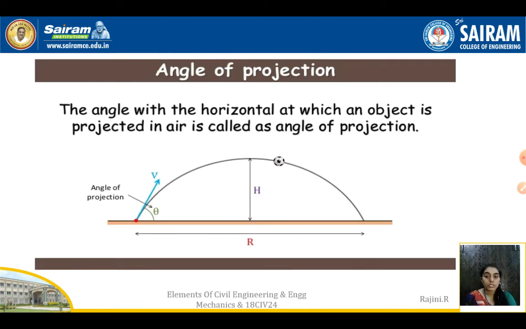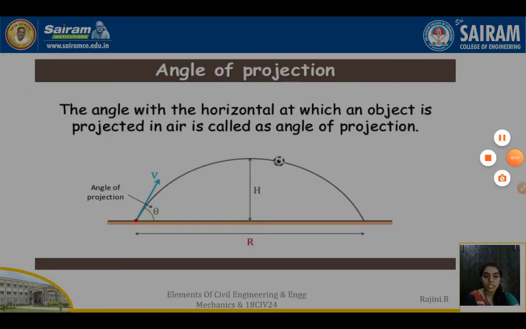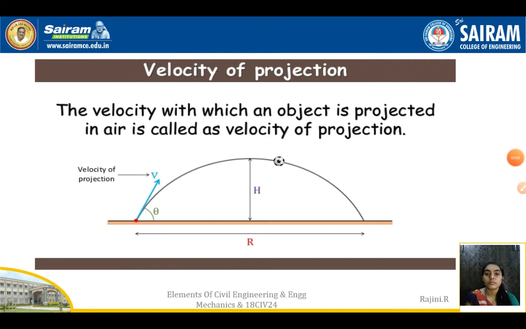Angle of projection: how much angle we are throwing a ball or a stone at. The angle with the horizontal at which an object is projected in air is called the angle of projection. Here it will be any theta. Velocity of projection: the velocity with which an object is projected in the air. So what is the velocity with which we are throwing in the air? That will be the velocity of the projectile.